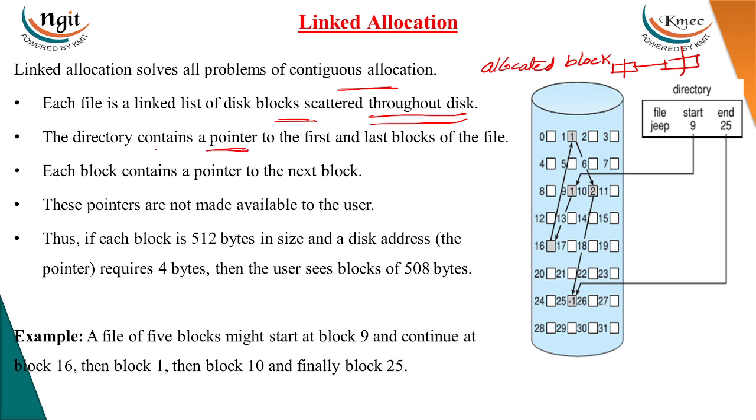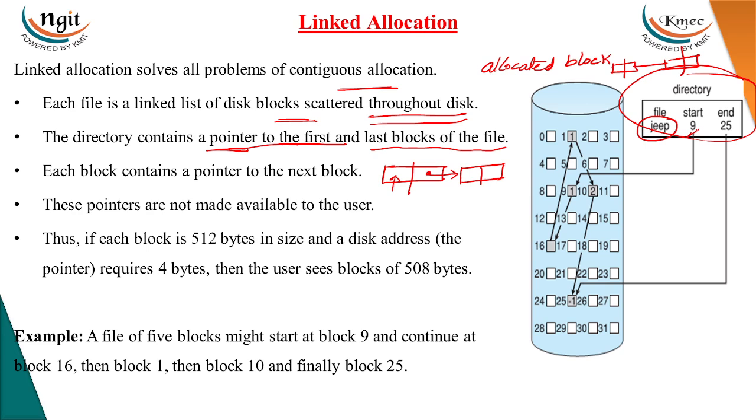The directory contains a pointer to the first block and the last block of the file. Each block has a data part and a pointer part. That means this is a linked list. This will be your block of data and this will be the pointer to the next block. So let's see the file called g.